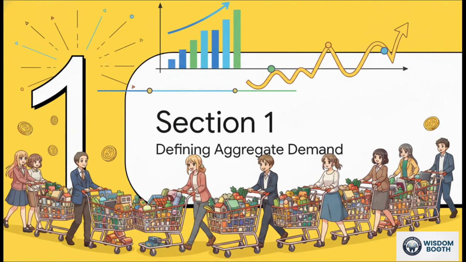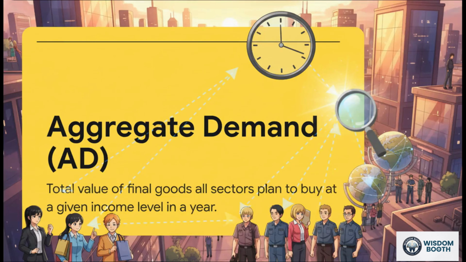All right, Section 1, defining aggregate demand. Let's start with what you can literally think of as the ultimate national shopping cart. So to really understand aggregate demand, or AD, you have to zoom way out and look at the entire economy. It refers to the total value of final goods and services that all sectors of an economy are planning to buy at a given level of income, usually over a period of one accounting year.